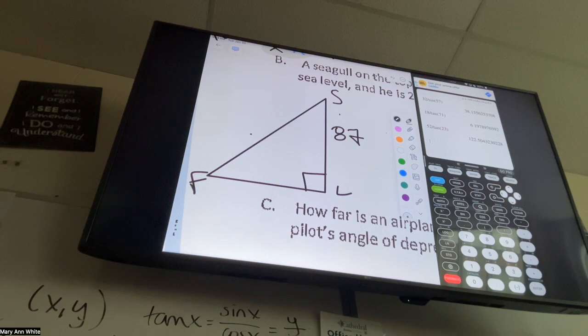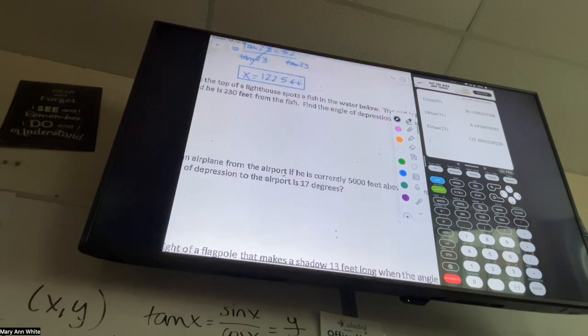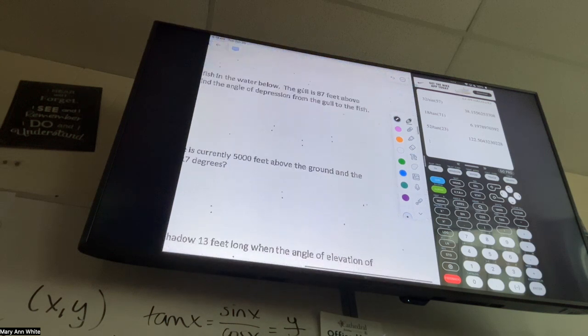The hypotenuse. It goes on my slanted distance. That's not a distance we're used to measuring, but that's what it said. It said from the seagull to the fish. We labeled seagull, we labeled fish. That helps me know that that's my 230. Then it says, find the angle of depression from the goal to the fish.